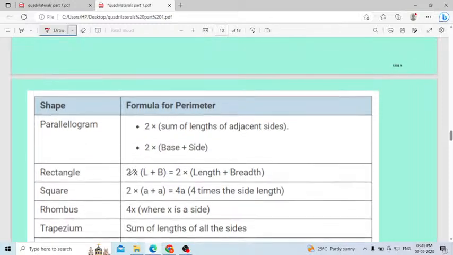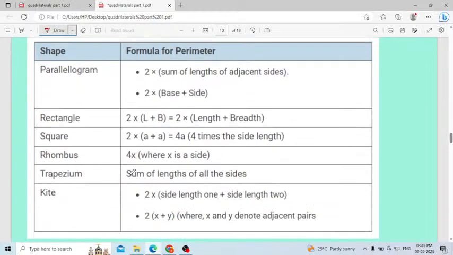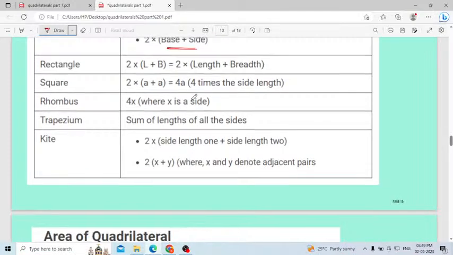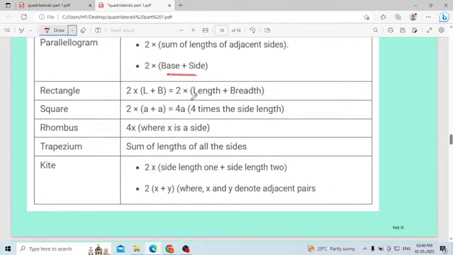Okay, we will move to the next one, the perimeter. Then what is the formula for the perimeter of a parallelogram? 2 into base plus side. Then rectangle, you have to remember the formula. Okay, then I will solve the problem. Rectangle: 2 into length plus breadth. Then square: 4 into A. Then rhombus: 4 into x, where x is the side.